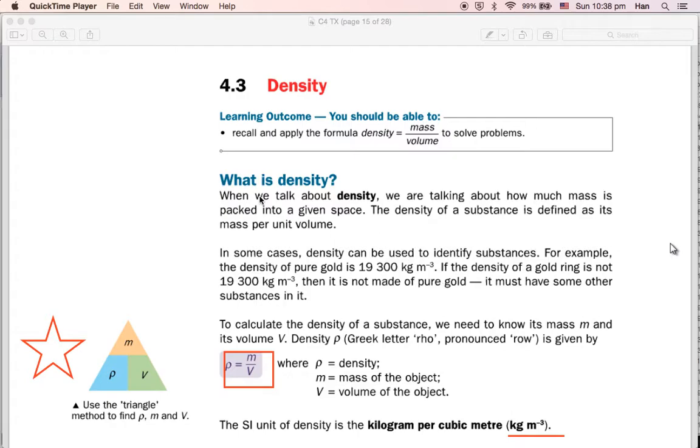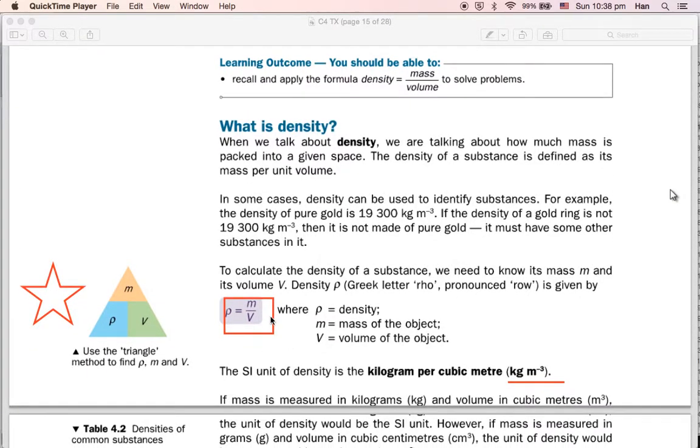So what is density? Density is basically made up of two things. It's a combination of the mass of an object and the volume of the object. We can draw this triangle method to find the formula. Density, whose short form is this, rho, which is a Greek letter, equals mass over volume.